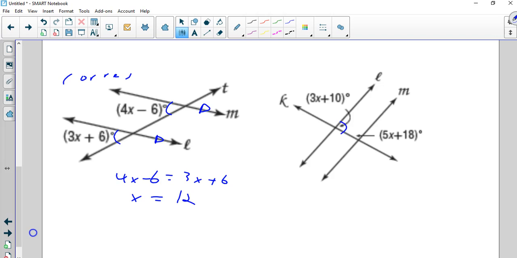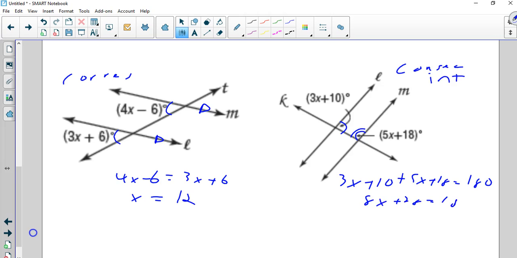Alright, these two are not the same because one's acute and one's obtuse. They're same side interior or consecutive interior. Since they're consecutive interior, they must add up to 180. So I get 8x plus 28 equals 180. If I subtract 28, I get 8x equals 152. If I divide by 8, I get x equals 19.